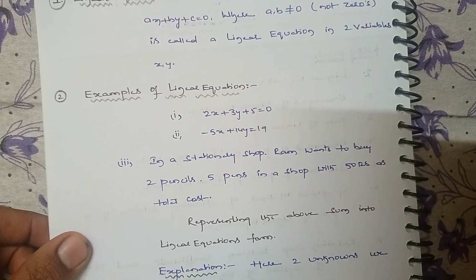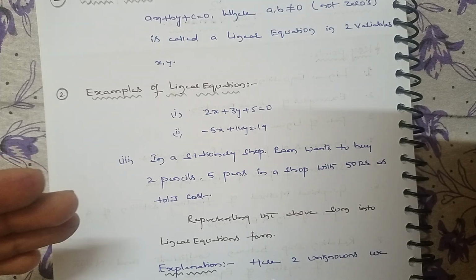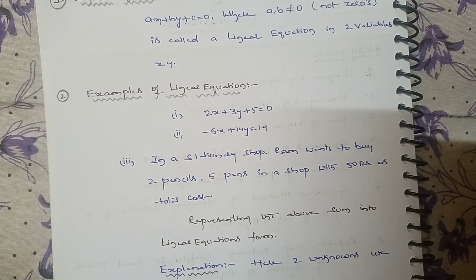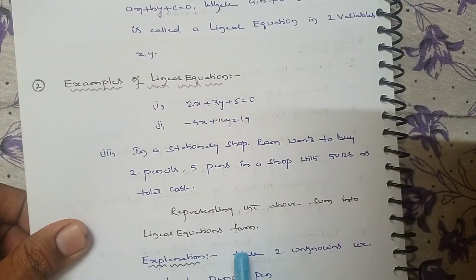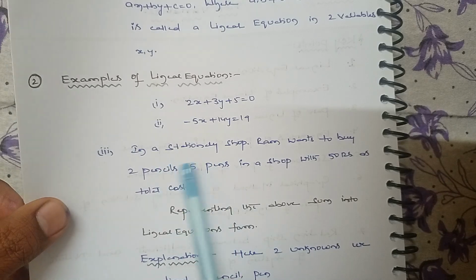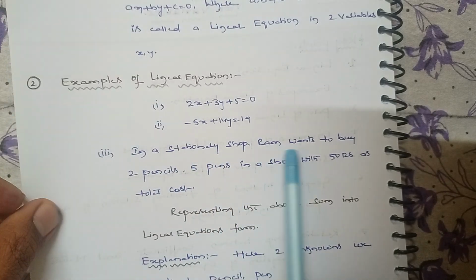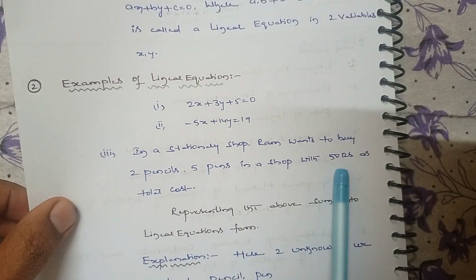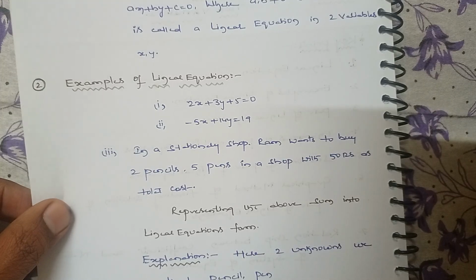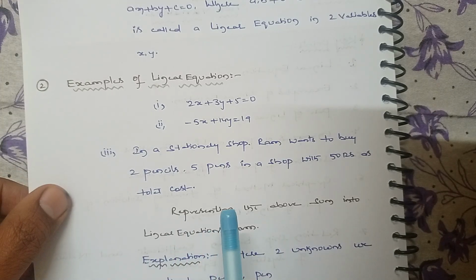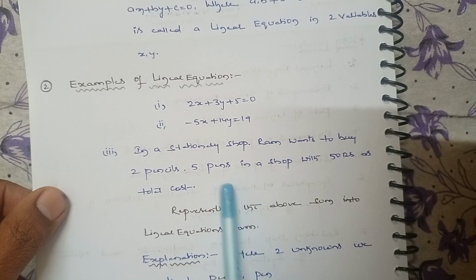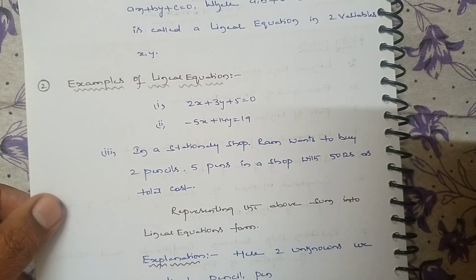Okay, now coming to one more example, how can you convert a real-time scenario or a word sum into linear equation format? Now I have given one example here. In a stationery shop, Ram wants to buy 2 pencils and 5 pens with 50 rupees as total cost. So how can we represent this scenario in terms of linear equation?